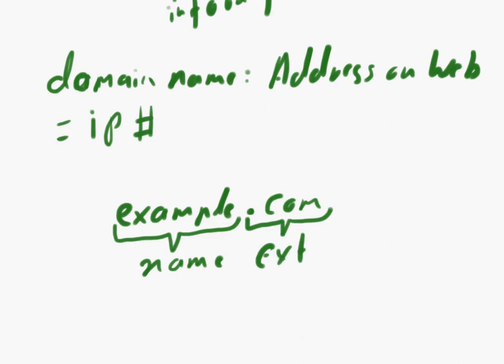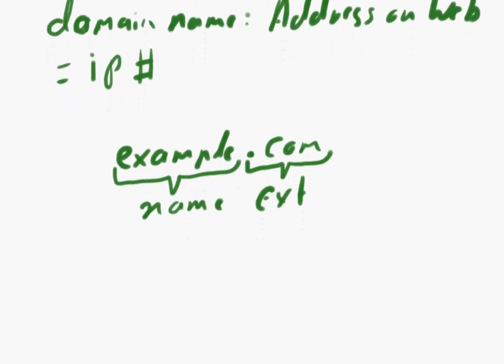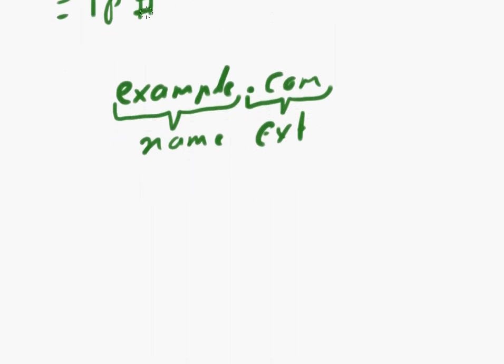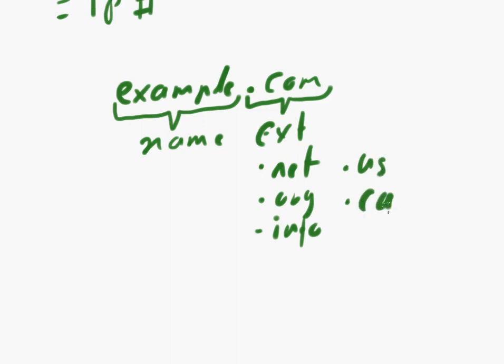There are several other extensions available. For instance, .net, .org. Let me write some down here. .net, .org, .info. And then you've got some country-specific extensions like .us for the US, .ca for Canada, .de for Germany, and so on. So basically, your domain name is both the name you wish to have plus that extension.